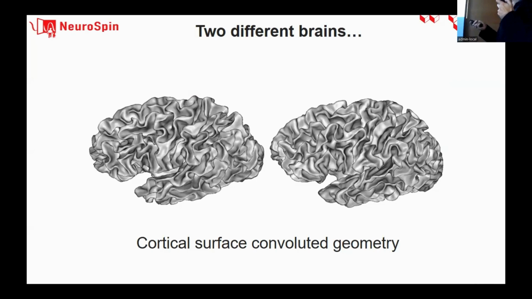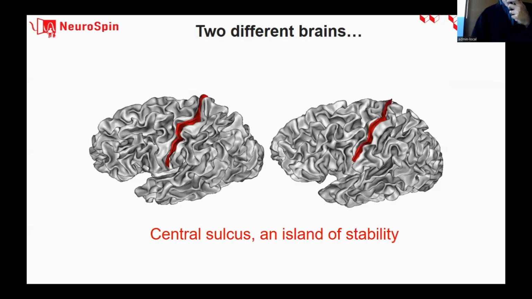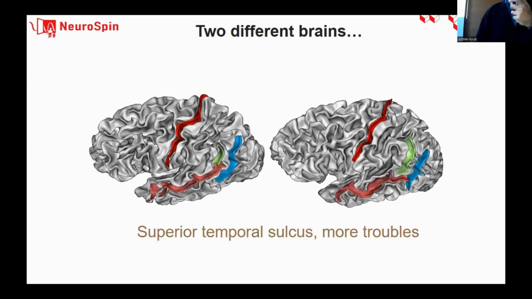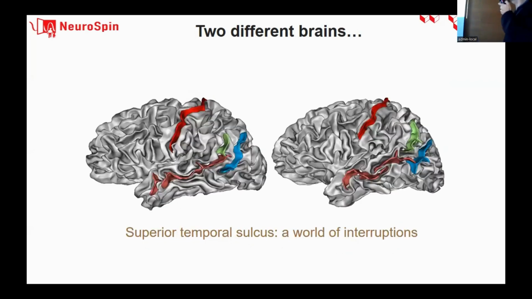I would like to let you imagine what it means when you have two different brains without any help to compare them and find a kind of roadmap to go from one of them to the other one. You can easily find primary areas on some of the central sulcus. They are really stable across brains, even if sometimes they can be split in two. If you look at another sulcus, the superior temporal sulcus with its two branches, it's getting much more complicated.